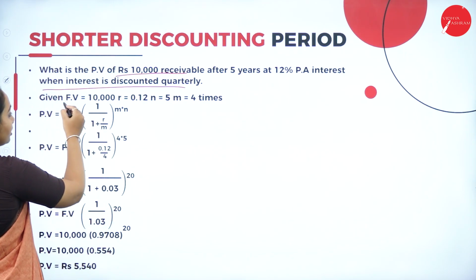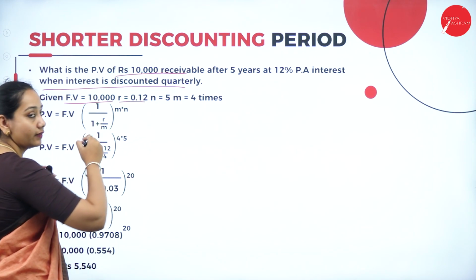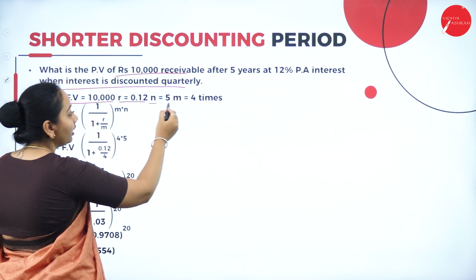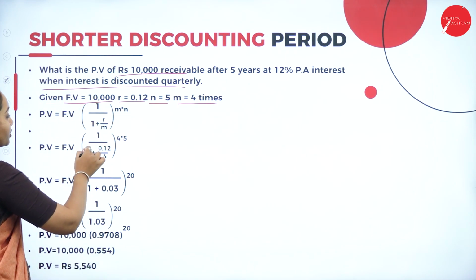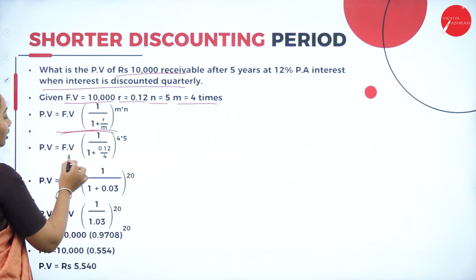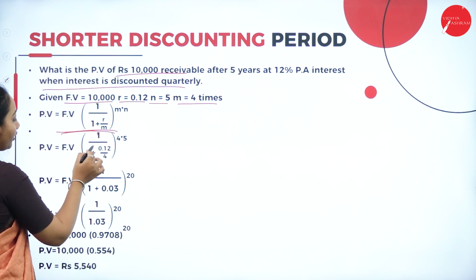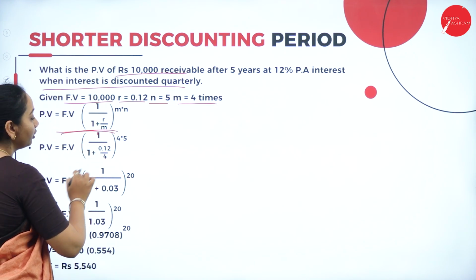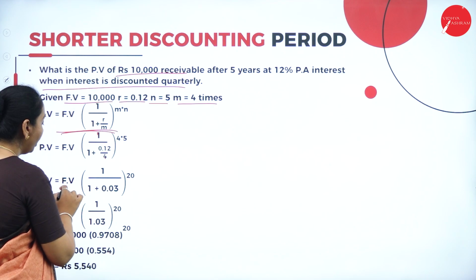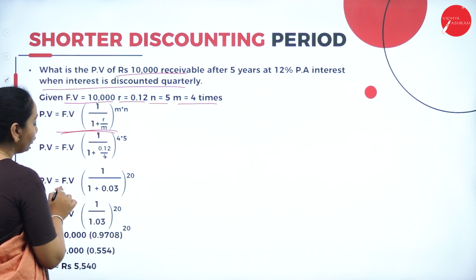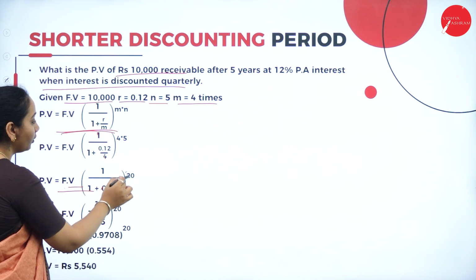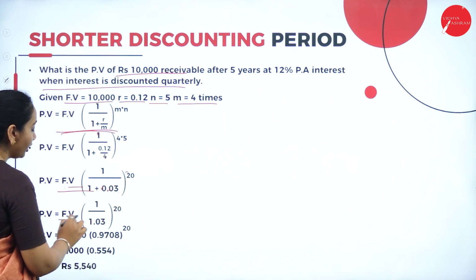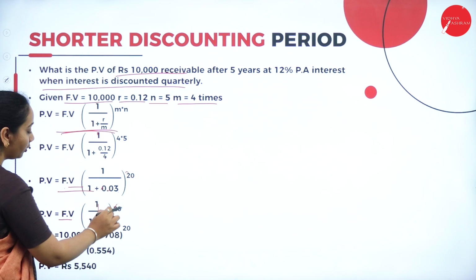So future value is equal to 10,000, R is equal to 0.12, N is 5 years, then M is equal to 4 times. Substituting the same here in the formula, future value times 1 divided by 1 plus 0.12 divided by 4, whole to the power of 4 into 5. So the future value we have got is 10,000 rupees. So 1 divided by 1 plus 0.03, whole to the power of 20.